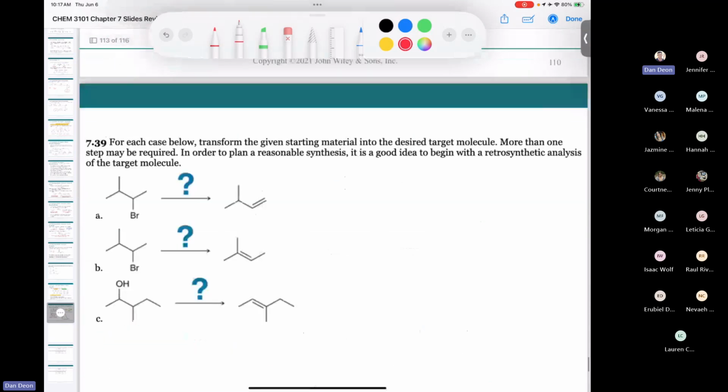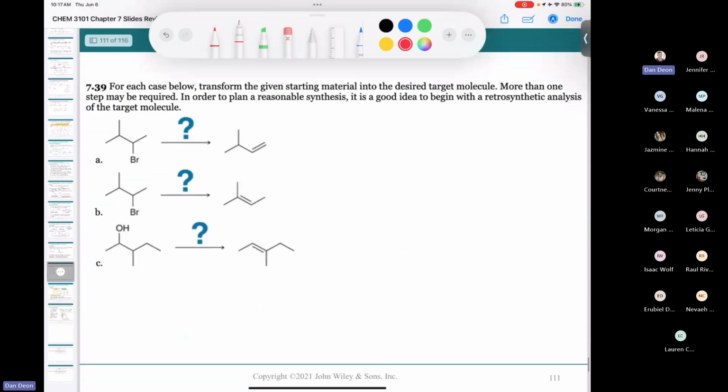Anyhow, this question here, what does it say? It says, for each case below, transform the starting material into the desired target molecule. More than one step may be required. In order to plan a reasonable synthesis, it is a good idea to start with a retrosynthesis. I would say you don't really need a retrosynthesis for these ones, especially the first two. So it's not really the best testing question.